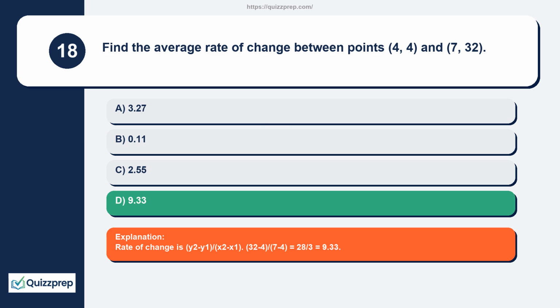Rate of change is (y2 - y1) / (x2 - x1). (32 - 4) / (7 - 4) equals 28 thirds equals 9.33.